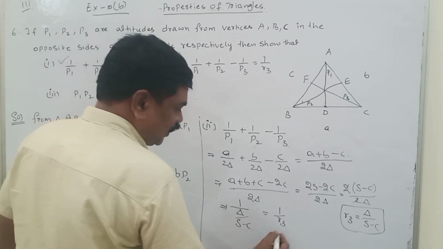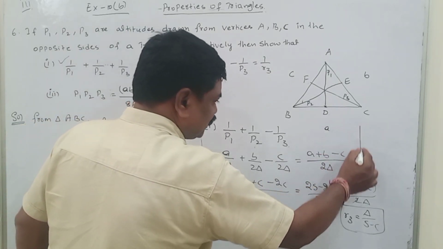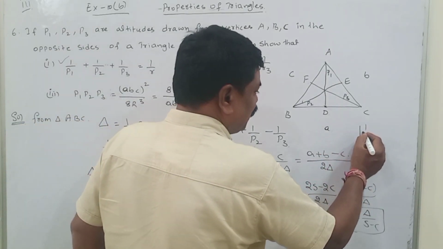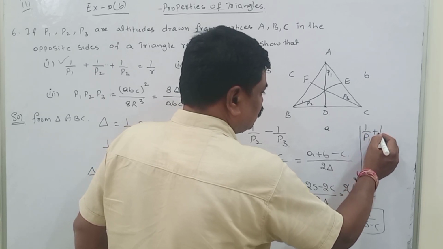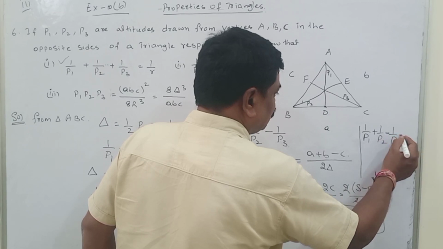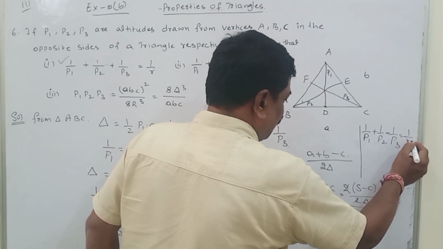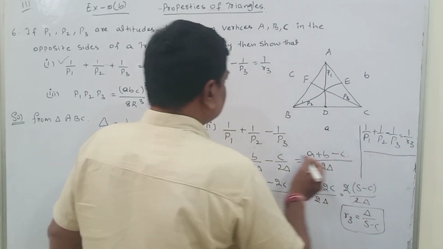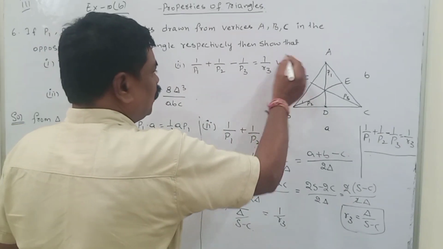Then this can be written as 1 by P1 plus 1 by P2 minus 1 by P3 is equal to 1 by R3. So this is the second problem.